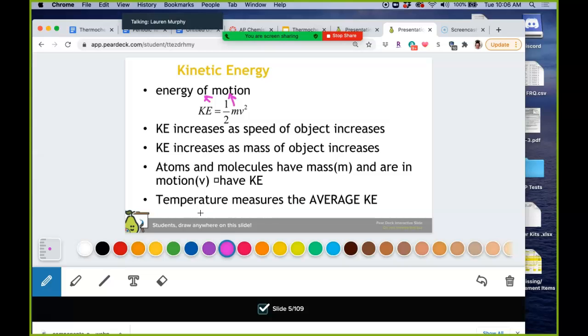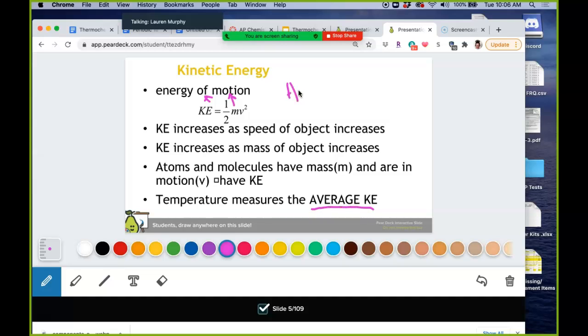And then remember, temperature measures the average kinetic energy of any substance. Remember, at any given temperature, all atoms or molecules are not truly moving at exactly the same speed. So what we do is we talk about them as an average. On average, if they're at the same temperature, they have the same average kinetic energy.